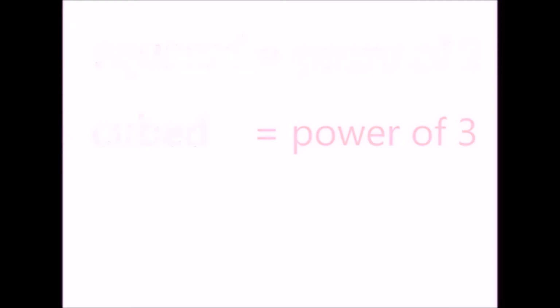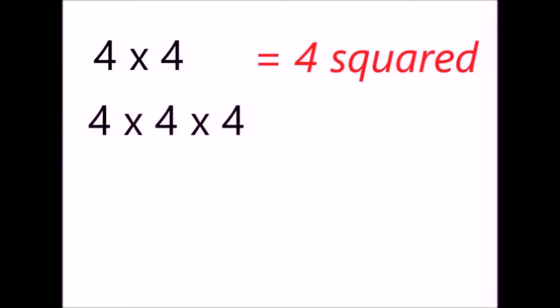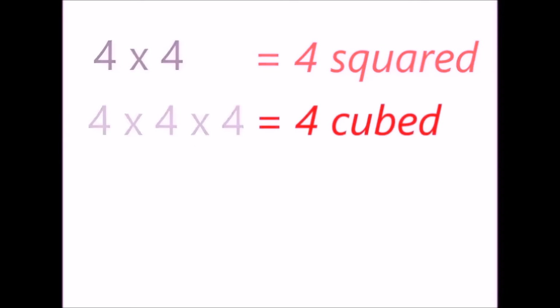Now you might have heard the word squared or cubed when talking about indices. Usually if something is raised to the 2nd power, we say that it's squared, and if it's raised to the 3rd power, we say that the number's been cubed. So for example, we would generally say that 4 times 4 is 4 squared, and 4 times 4 times 4 is 4 cubed. There's nothing wrong with saying 4 to the power of 2 or 4 to the power of 3, it's just faster and easier to say 4 squared or 4 cubed.